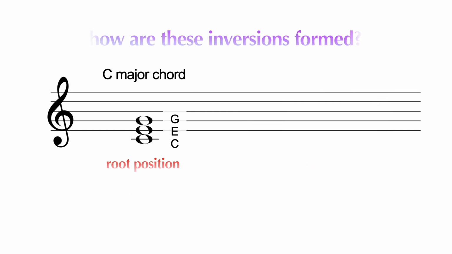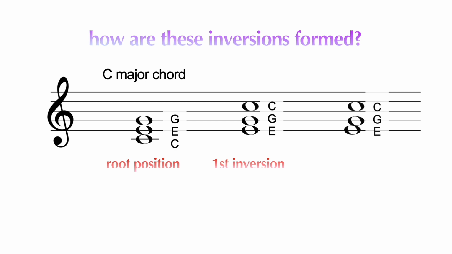How are these inversions formed? Firstly, we have root position, which means C, E, G are arranged in line with the root C in the lowest position. If we move the note C up to the top, it is no longer root position, and the third E becomes the lowest note. This is called first inversion. If we further move the lowest note, E, an octave higher, this is second inversion. The fifth G becomes the lowest note.